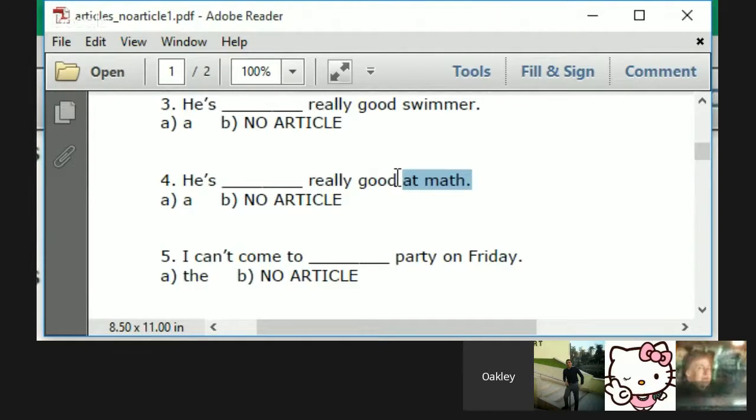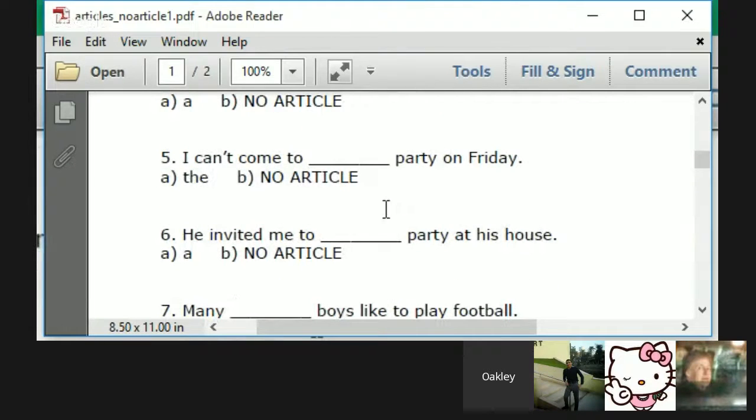What really follows the verb, he is really good. Really good is an adjective. You only use articles for nouns. That's the purpose of articles. For nouns only. That's it. That's the idea. Okay. You don't even have to think about an article if there's no noun.